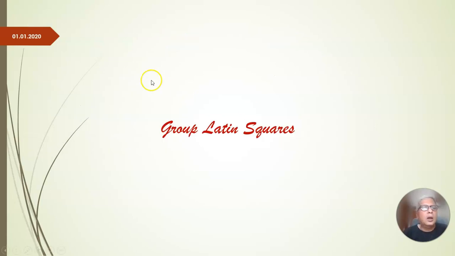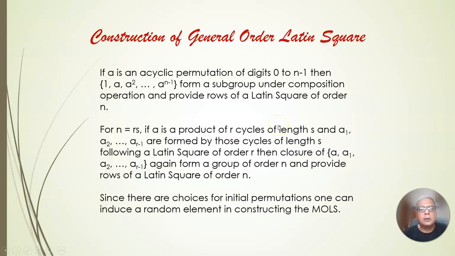So these are some examples of applications. Now in January 2020, I was toying with the idea of group Latin squares, which was the time of the pandemic. Each row of a Latin square could be seen as a permutation of the digits 0 to n minus 1. If you consider a cyclic permutation a of the digits 0 to n minus 1, and then consider the powers a, a squared, up to a to the n minus 1, then all the permutations form the rows of a Latin square, and they form a subgroup of the permutation group. I mean, under the operation where you combine 2 permutations, you can see the rows of a Latin square as a subgroup of the permutation group. And if you start with a cyclic permutation and consider its powers, that will give you a Latin square.